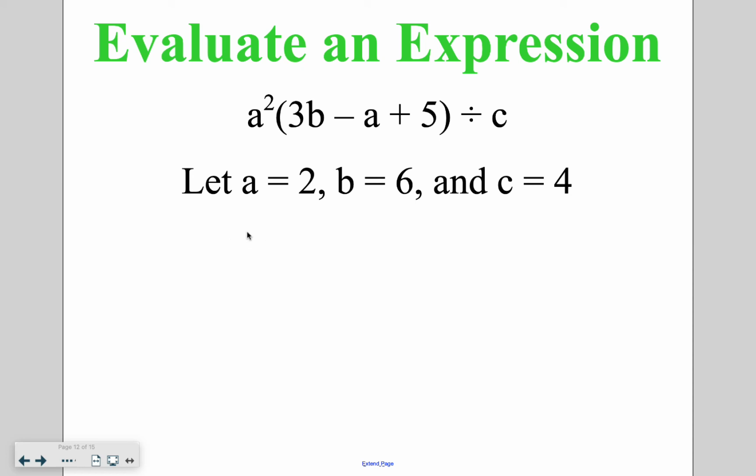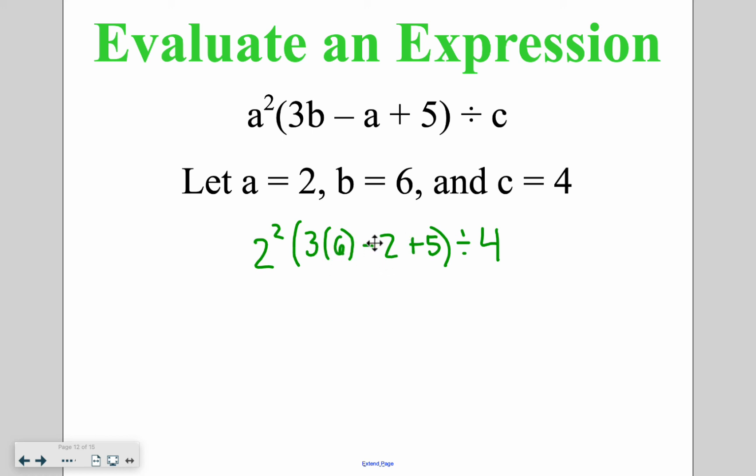So my first step is just going to be to plug in my values. So I'm going to say a, which is 2 to the second power, times 3 times b, which is 6, minus a, which is 2, plus 5, close that parenthesis, and then divide by c, which is 4. Now I'm going to follow my steps of PEMDAS and work inside the parentheses first.